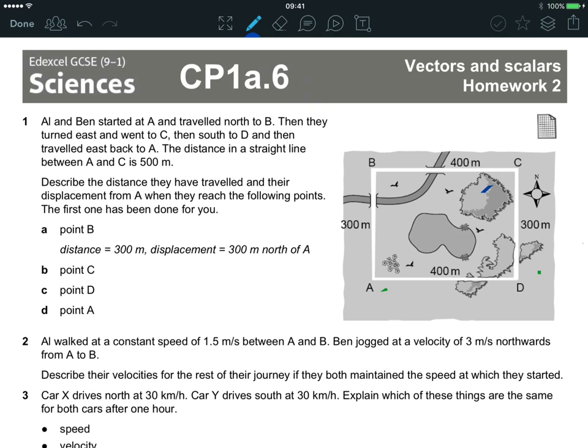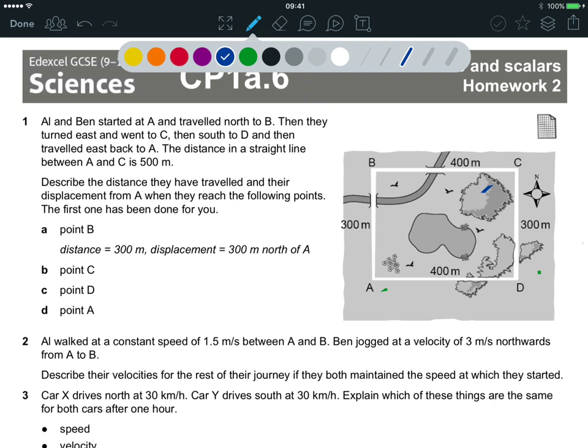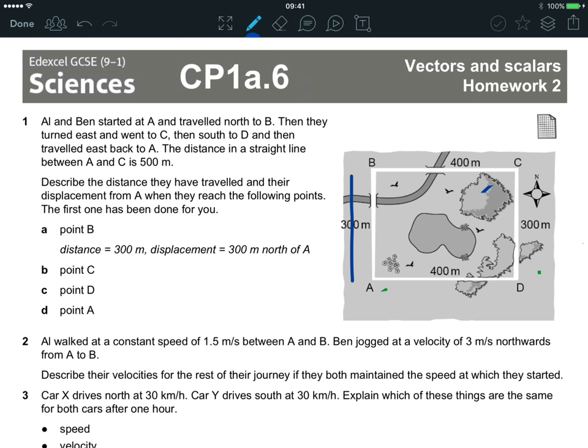Okay, question 1, vectors and scalars. This is the second homework for vectors and scalars, worded slightly differently to the others, slightly harder, but same principles. Okay, so we have Al and Ben, and they are travelling from A to B, then from B to C, C to D, and D back to A.